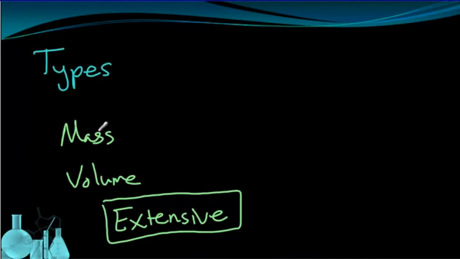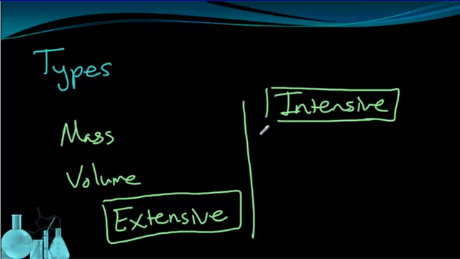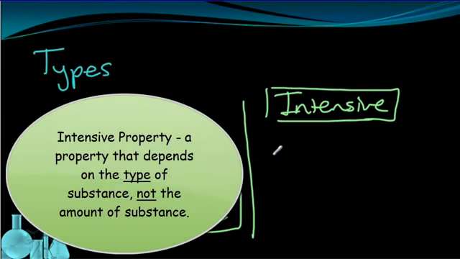We can compare that to intensive properties, and those are the opposite. Intensive is the opposite. These are properties where it doesn't matter how much of a substance you have. The only thing that matters for intensive properties is the identity of the substance. So, intensive properties. Let's give a couple examples of those.